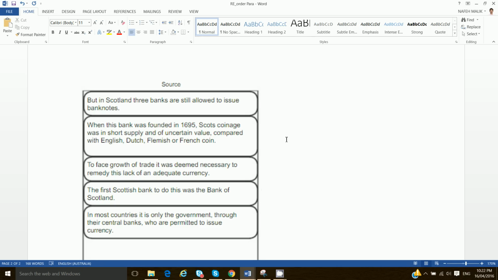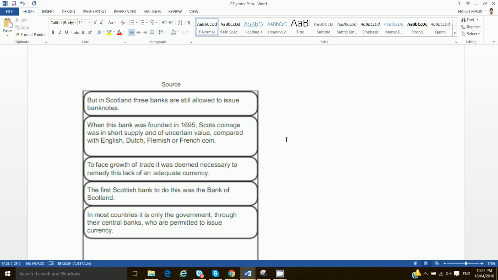"In most countries, it is only the government through their central banks who are permitted to issue currency." This is the sentence that comes first, because there is no background to this sentence, if that makes sense to you guys. It stands alone. It is a standalone sentence. So we've got this. Now we figure out the second sentence.